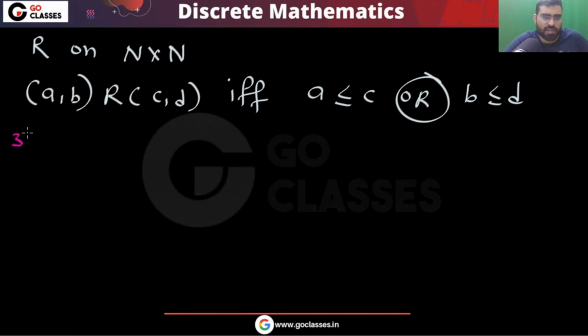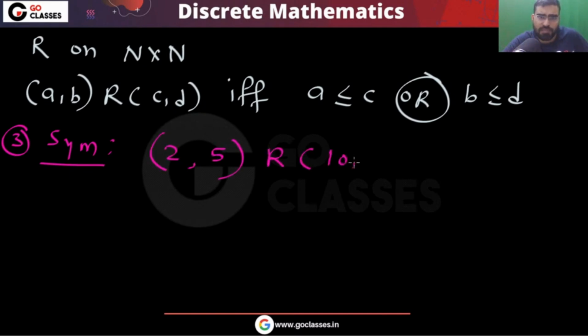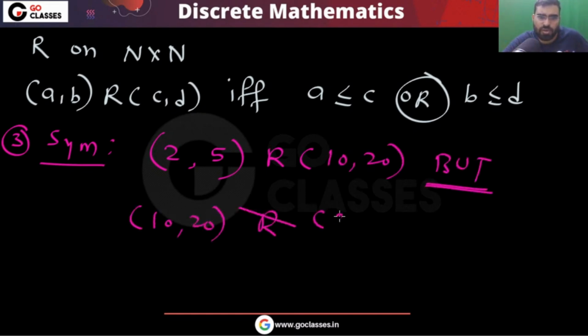What about the next property, the symmetric property? Can I say that it will be symmetric? It will not be symmetric. For example, you can easily see that (2, 5) is related to (10, 20), but (10, 20) is not related to (2, 5). So this is not a symmetric relation.